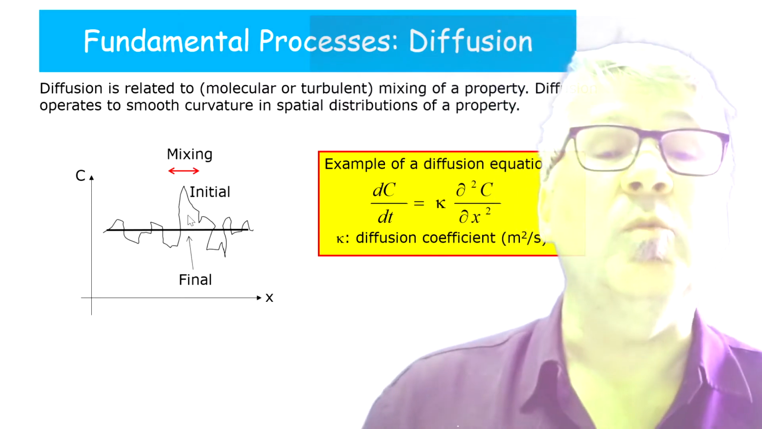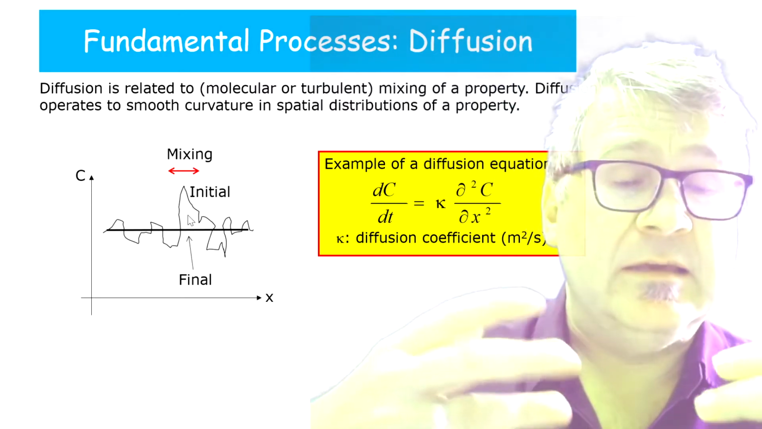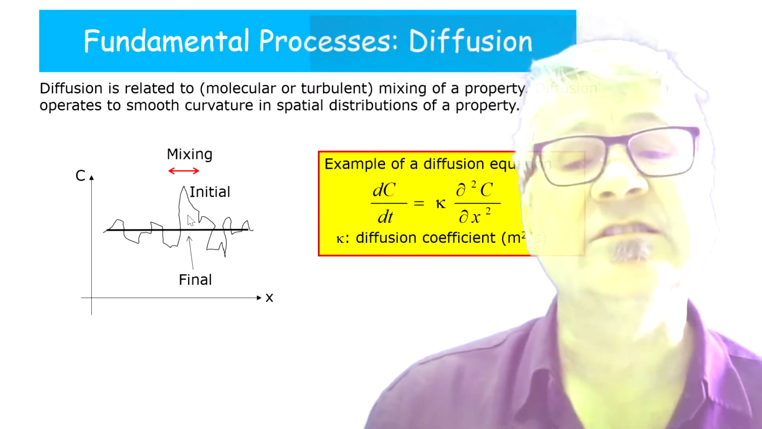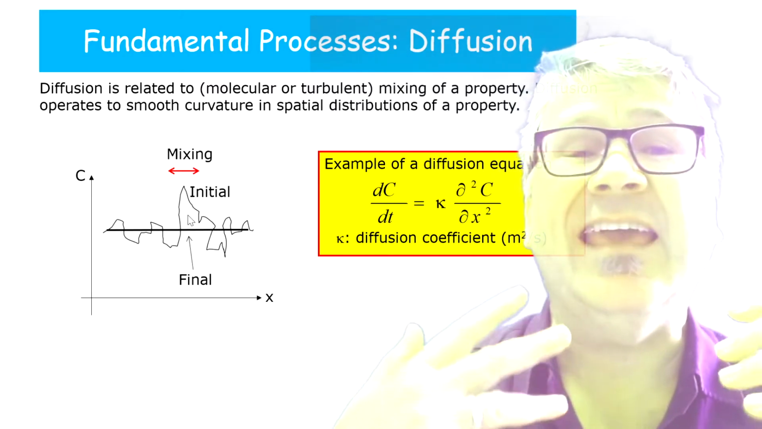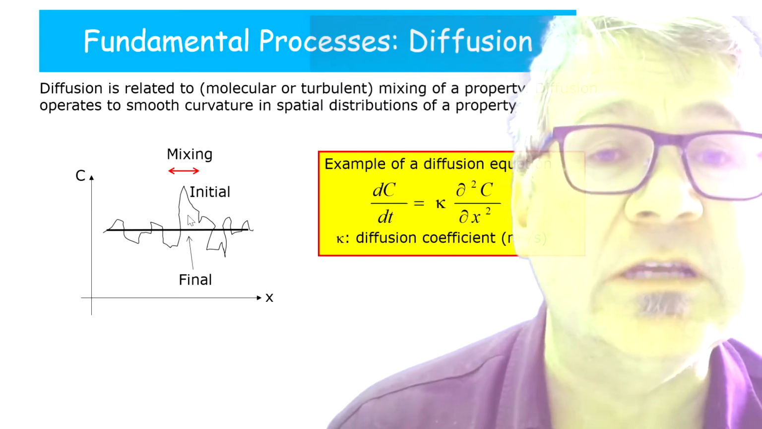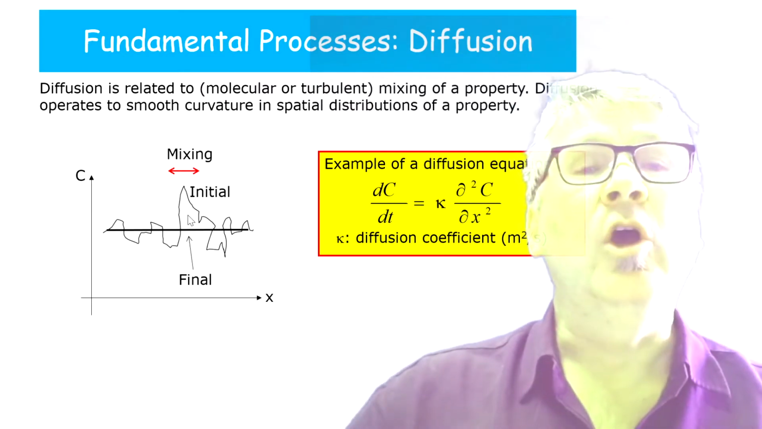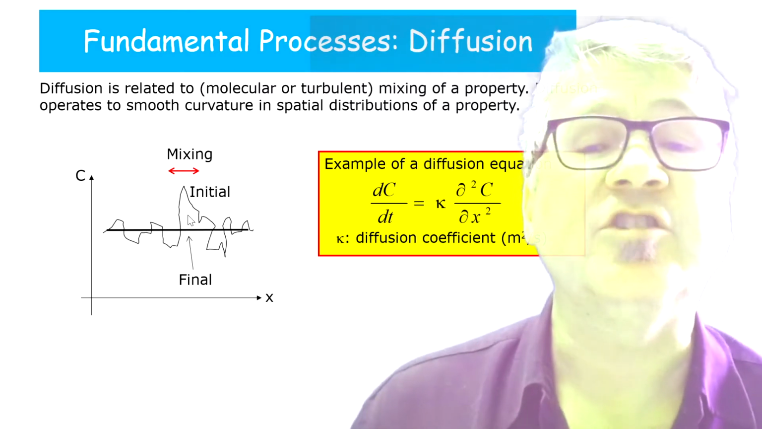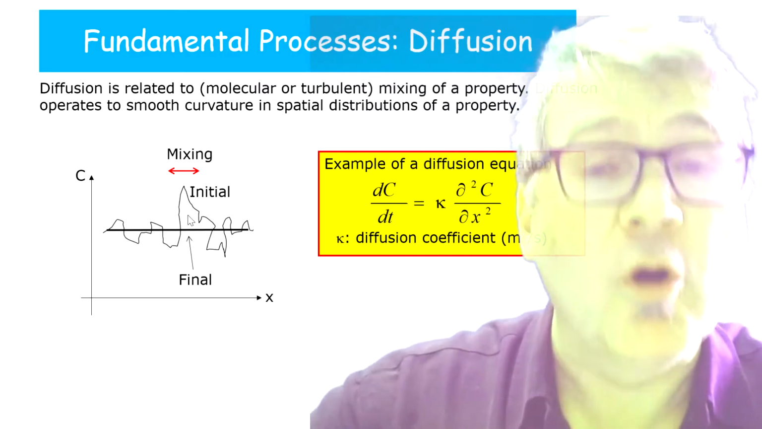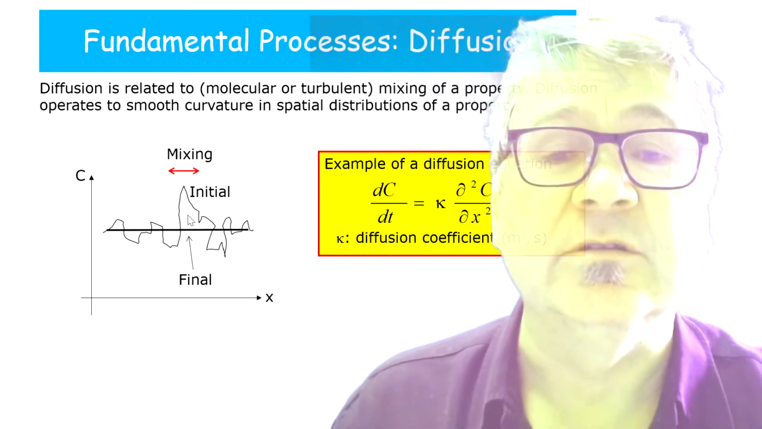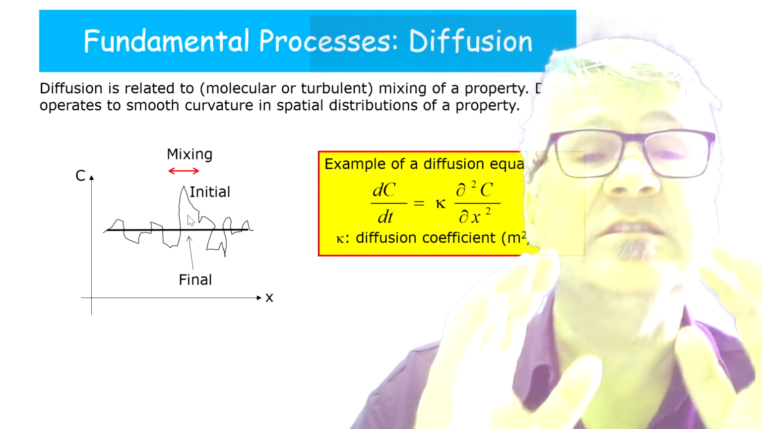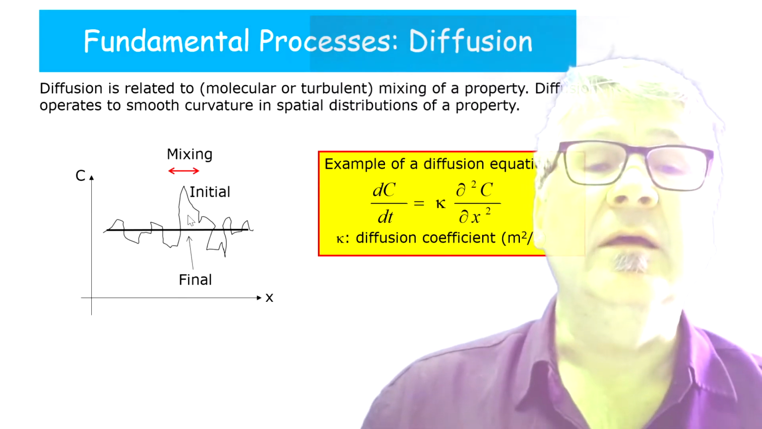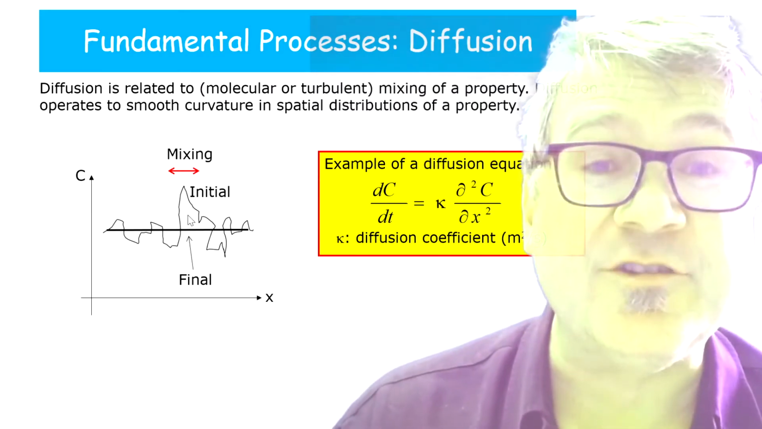Okay? So whenever you have something like this, then the mixing mechanism of diffusion starts to operate. And in the end, what diffusion wants to achieve is a constant slope, a smooth curvature, or no more curvature, a smooth transition. And this is what you can express by a diffusion equation.